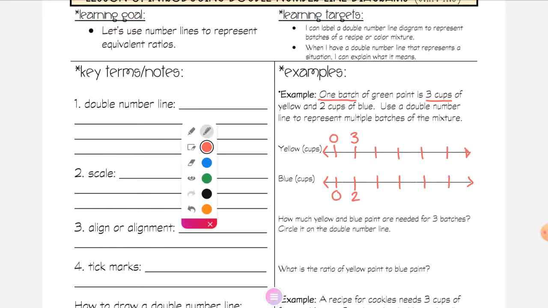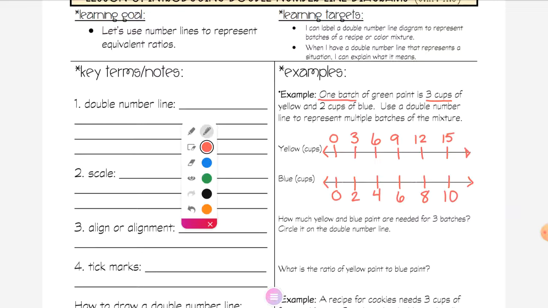So what am I going to count by on top? 3. So what would come after 3? 6. What's next? 9, 12, 15. Okay, what am I counting by on bottom? 2. So 2, what would come next? 4, 6, 8, 10. Now, from a number line, they can ask us lots of different questions.